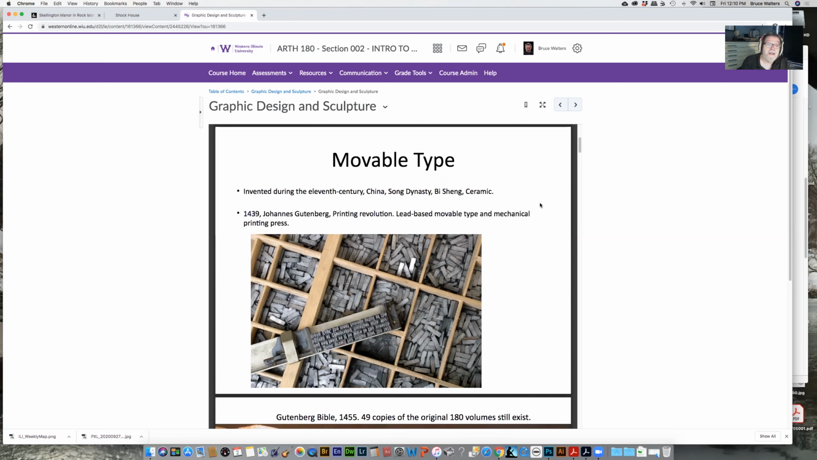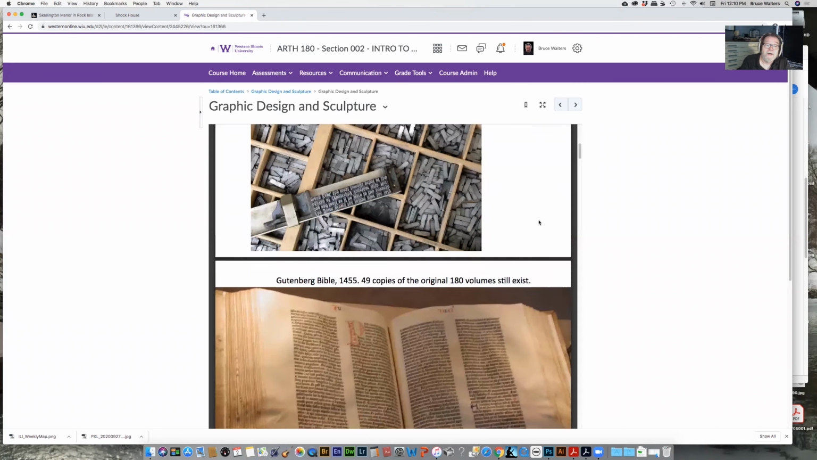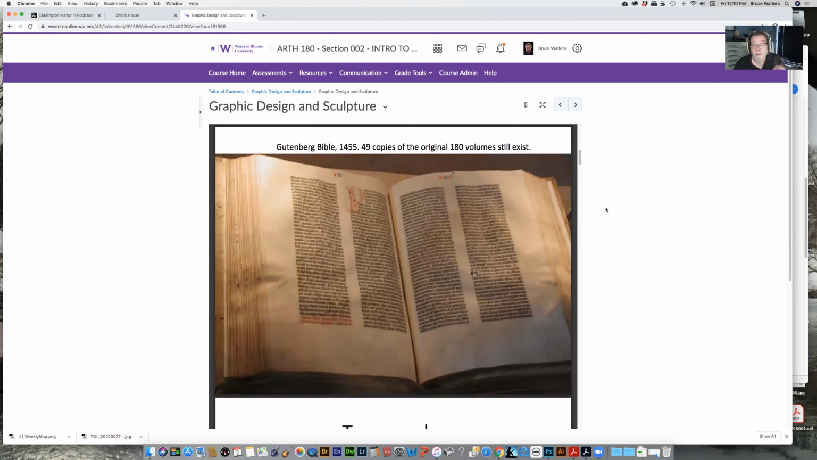In the 1500s, with the printing revolution begun by Johann Gutenberg. This allows, movable type allows books to be printed quickly, to be distributed, and knowledge, of course, now is spread more rapidly. This is the first book they printed. This is the Gutenberg Bible.